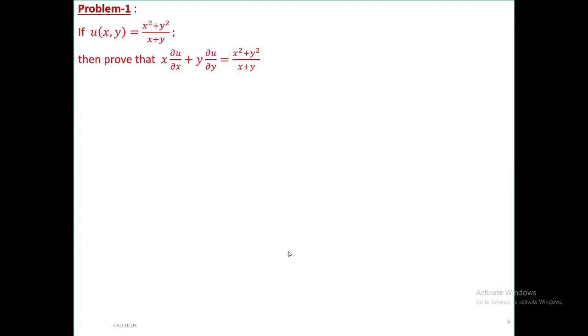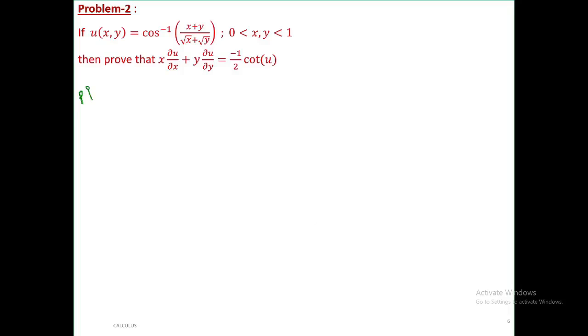Okay. Next one, problem number 2. Look at this. If u of x comma y is cos inverse of (x + y) divided by (√x + √y), then prove that x ∂u/∂x plus y ∂u/∂y equals minus half times cot u. So look at what is given to us. u of x comma y is cos inverse of (x + y) divided by (√x + √y).